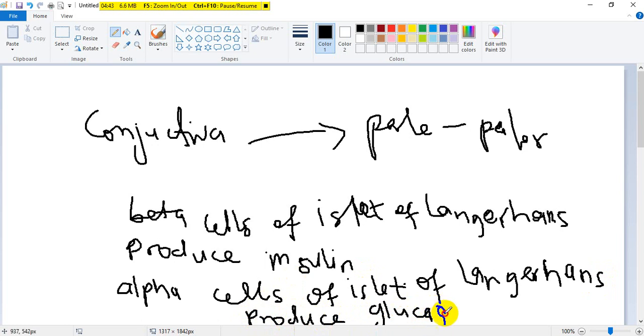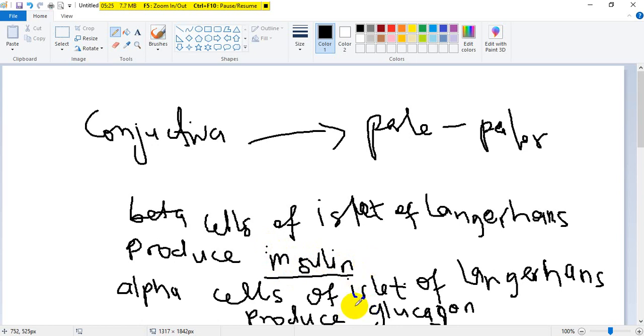The beta cells of the islets of Langerhans of the pancreas produce what? Insulin. Whereas the alpha cells of the islets of Langerhans of the pancreas produce glucagon. And insulin is what mobilizes or sends plasma or blood glucose, if it is in excess, to storage, causing the storage of plasma glucose or blood glucose in the liver, in the muscle cells, and the fatty adipose tissues.